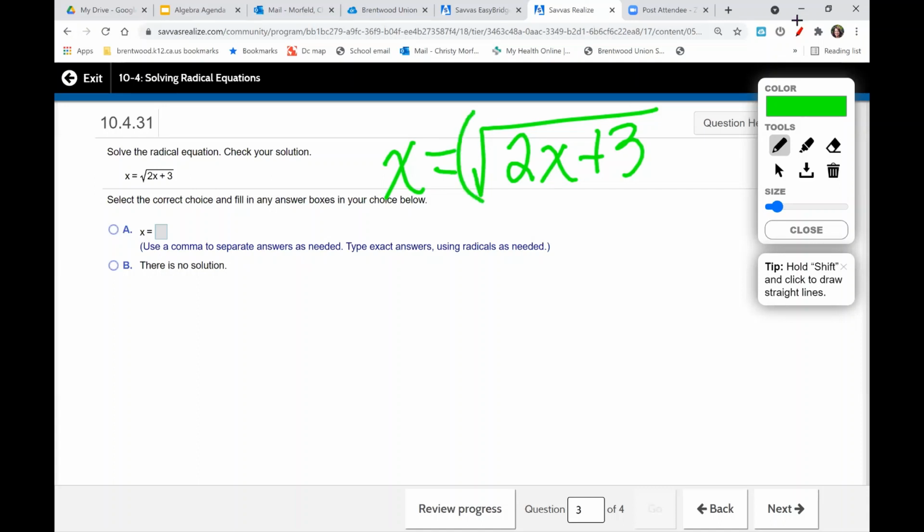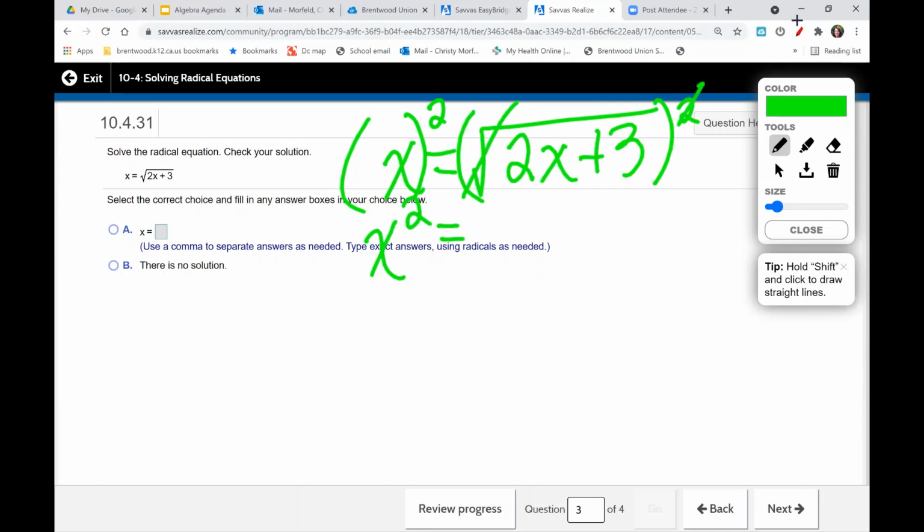I need to square to get rid of that radical sign. And because you're squaring one side, you have to square the other, even though there's no radical there. To keep it a balanced equation, you have to square each side. So now we have this x squared.